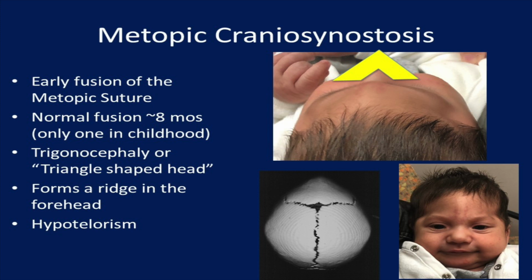Now let's go through each of these diagnoses. Metopic craniosynostosis has now become the second most common craniosynostosis. Again, this is the only suture that fuses in childhood. Normally and physiologically, this closes at 8 to 9 months of age. However, when it closes before it should, one sees a triangle-shaped head. Also, the eyes are much more narrow. That's called hypotelorism.